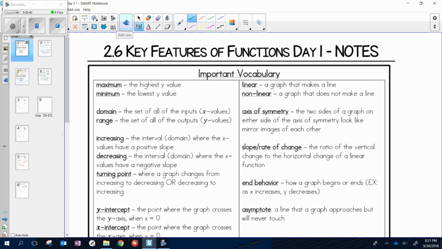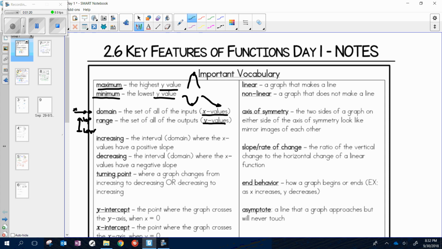So the first word is maximum, and the second word is minimum. Maximum is the highest value that a graph can reach, and minimum is the lowest value. It can be a dip in a graph, or it can go off to like negative infinity. And these are y values. Domain and range are the next two words. Domain is the x values that a graph uses, so you're looking in the x direction from left to right, and range is the y values that are used by a graph, and you're looking from low to high when you consider range, from low down at the bottom up to high.